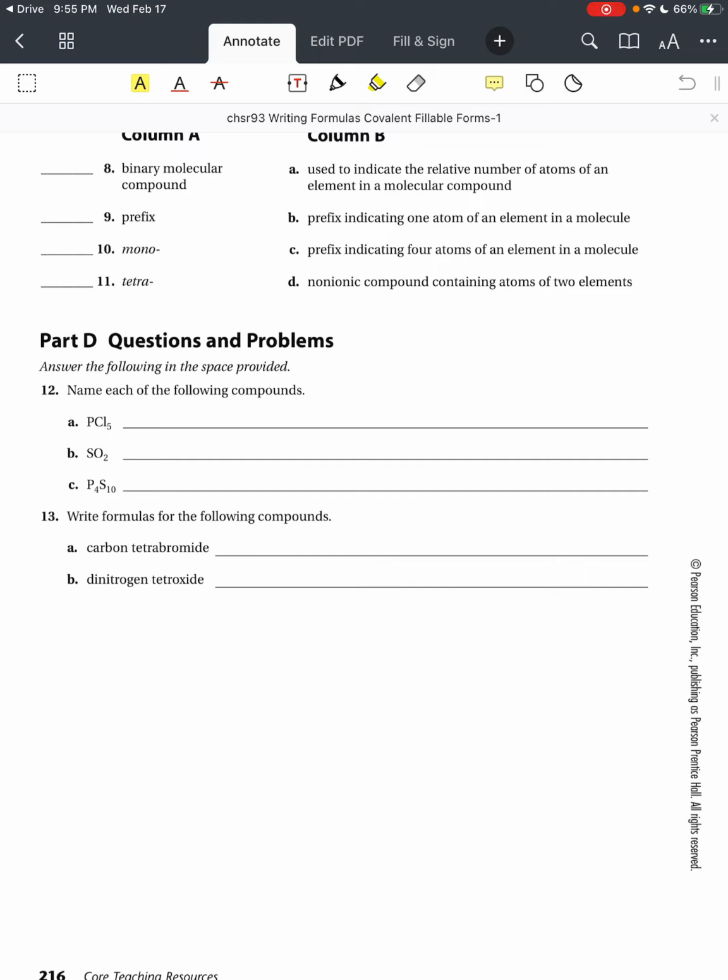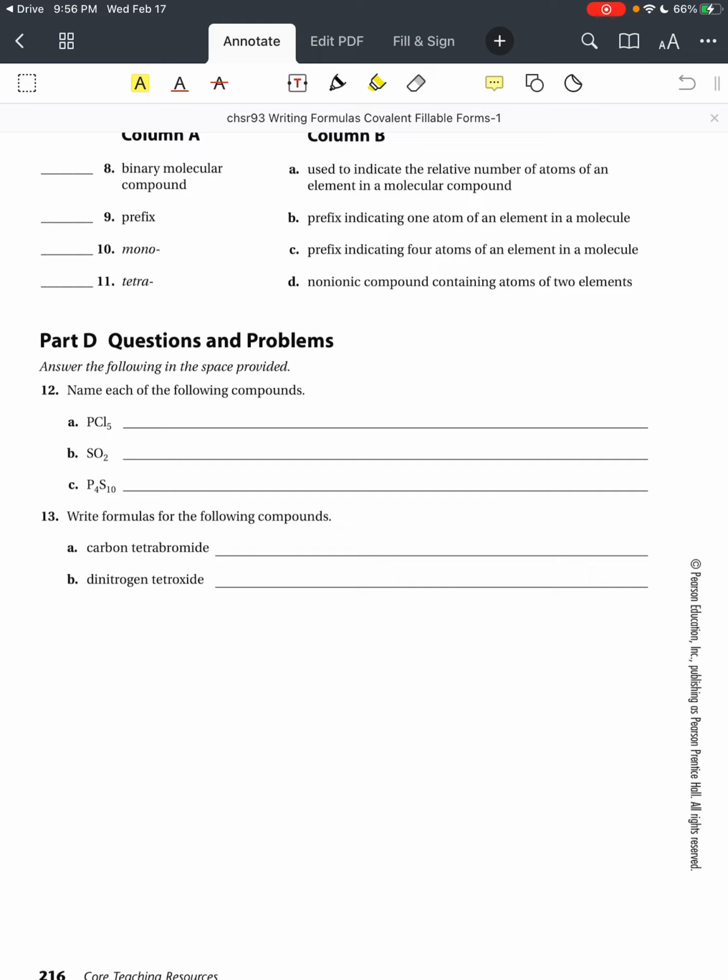And finally, 12C has P4S10. That would be tetraphosphorus decasulfide. So tetraphosphorus, as in tetrahedron, which has 4 sides, tetraphosphorus decasulfide. Deca, like in the term decade, which is 10 years. Deca means 10. So tetraphosphorus decasulfide for 12C.